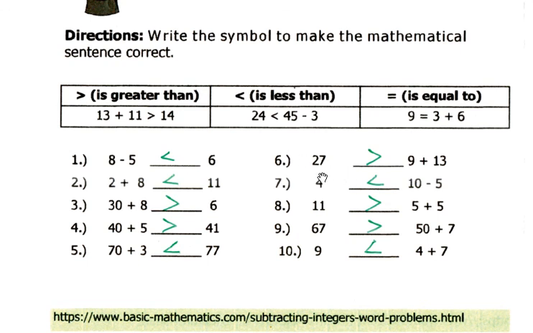Number 6, 27 is greater than the sum of 9 and 13, which is 20. 4 is less than 5. 11 is greater than 10. 67 is greater than 57. And 9 is less than 11.